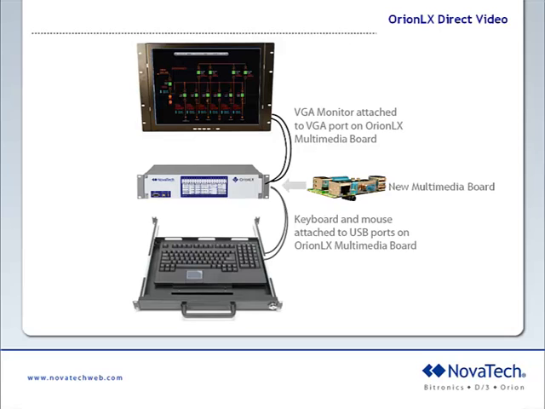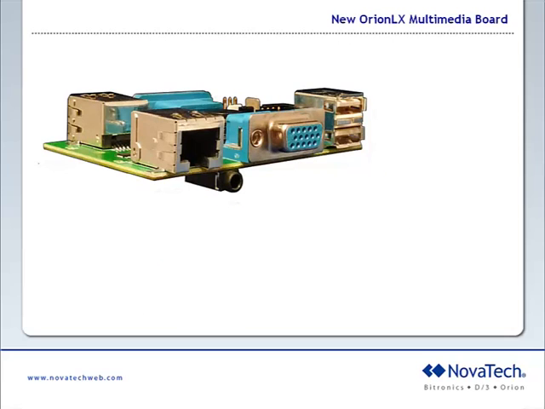There's the multimedia board. Let's take a closer look at that. Again, it's an optional card, and it has several ports. In the upper right-hand corner, you see the USB ports. There's the VGA port in blue. And we've also included an audio port on the bottom there. That's an audio port similar to what your PC would have.